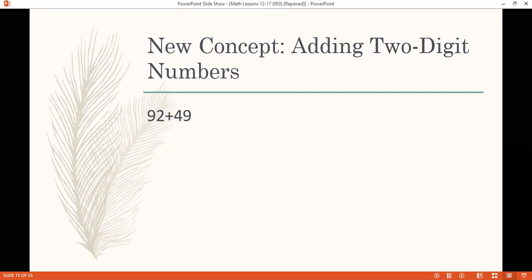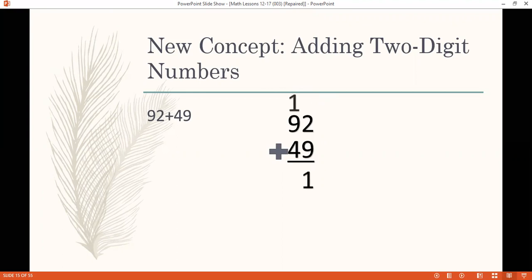92 plus 49. Which number is our greater number between 92 and 49? If you said 92 was our greater number, awesome job. It is 92. And we're going to add that 49 right below it because we're always going to add vertically to show our work. And looking at our ones place, which two numbers are in our ones place? Yes, 2 and 9 are in our ones place. We're going to add 2 plus 9. What is 2 plus 9?